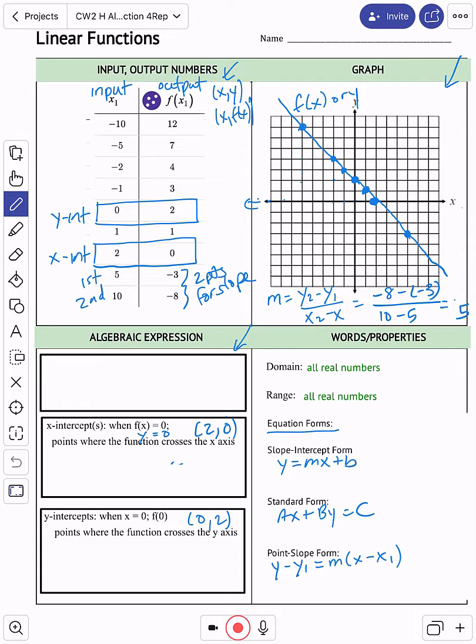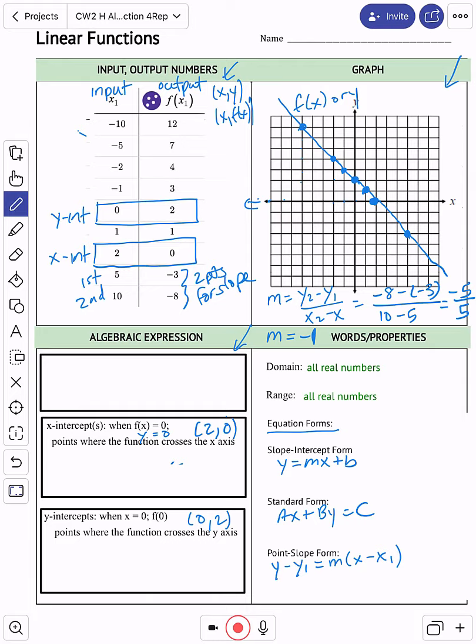So the bottom's easy. I have 10 minus 5. At the top, I have minus 8 minus a minus 3 becomes minus 5. Or, as we figured out graphically, m equals minus 1. And it's true for any 2 points on this line. We could even use (10, -8) and (-10, 12), and we'll get the correct answer for m, or slope.